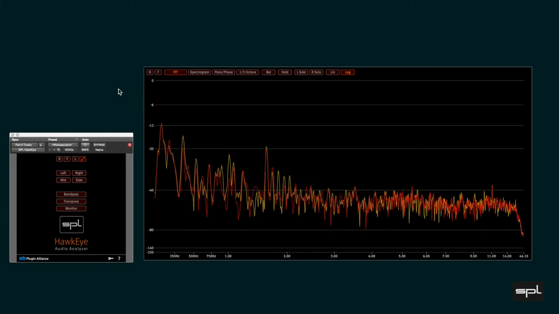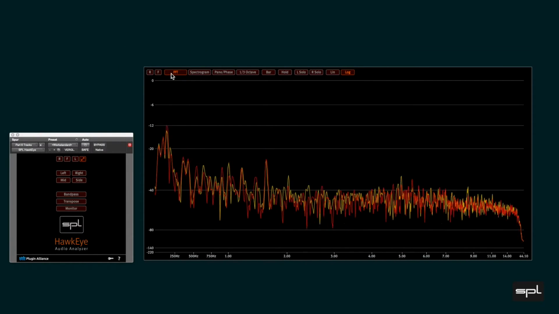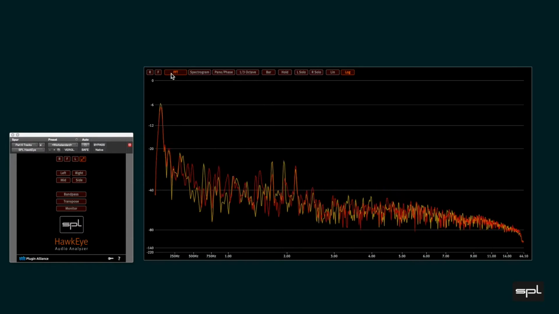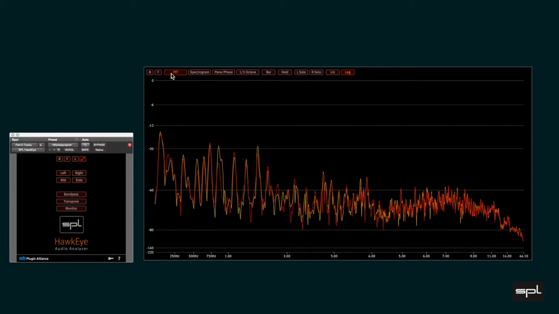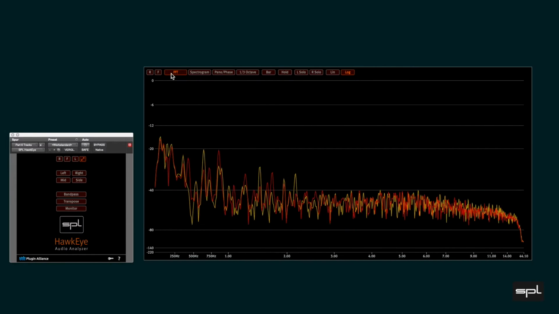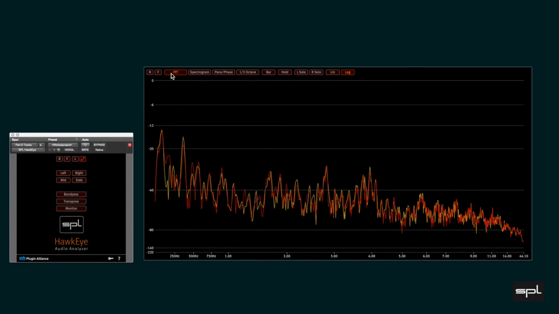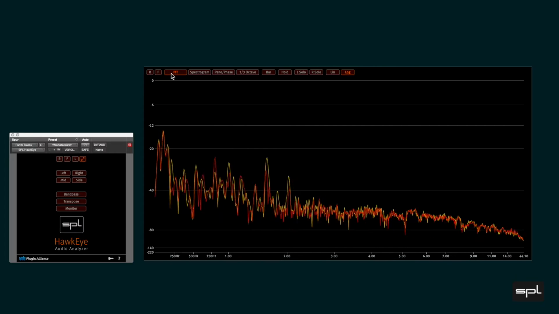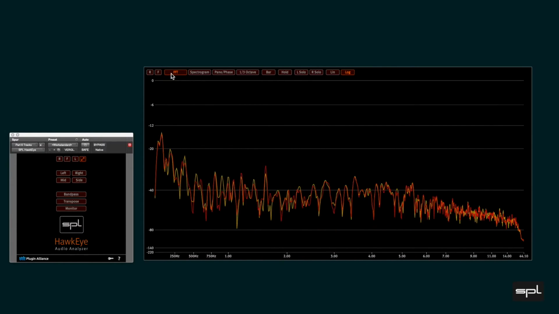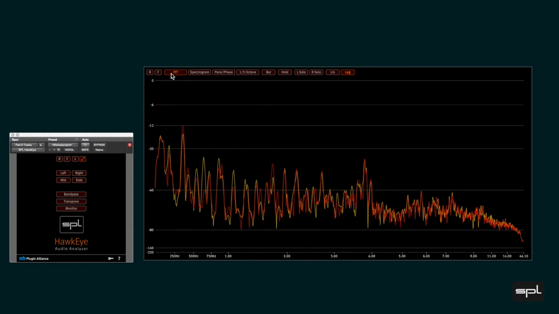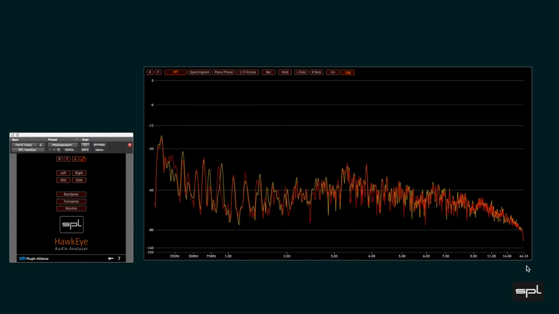FFT stands for Fast Fourier Transform. This is a measuring method that converts a signal into spectral components. These components are single sinusoidal oscillations at distinct frequencies, each with their own amplitude and phase. HawkEye's high-speed FFT generates a high-resolution spectrum of 4096 frequency bands 20 times per second, covering a range from 0 Hz up to the Nyquist frequency, which is always half the sample rate.